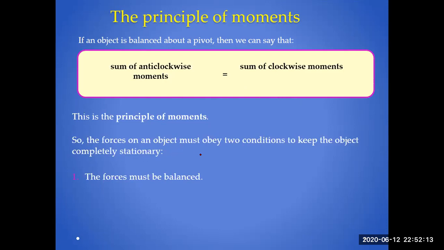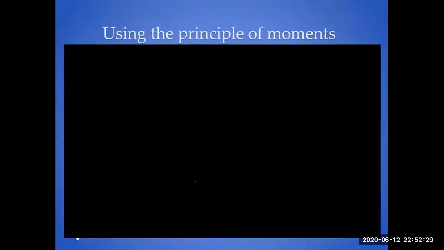So the forces on an object must obey two conditions to keep the object completely stationary. The forces must be balanced. The moments must be balanced. So these are the two points: forces must be balanced and moments must be balanced.